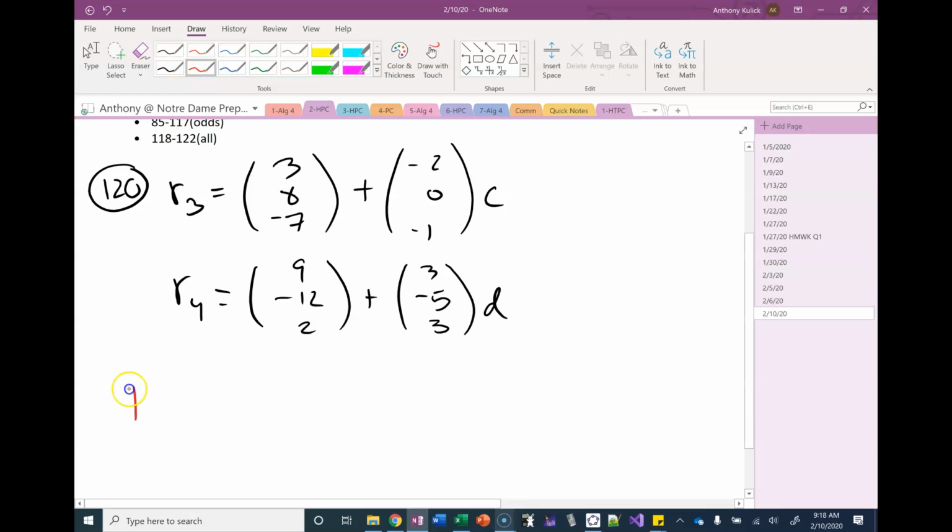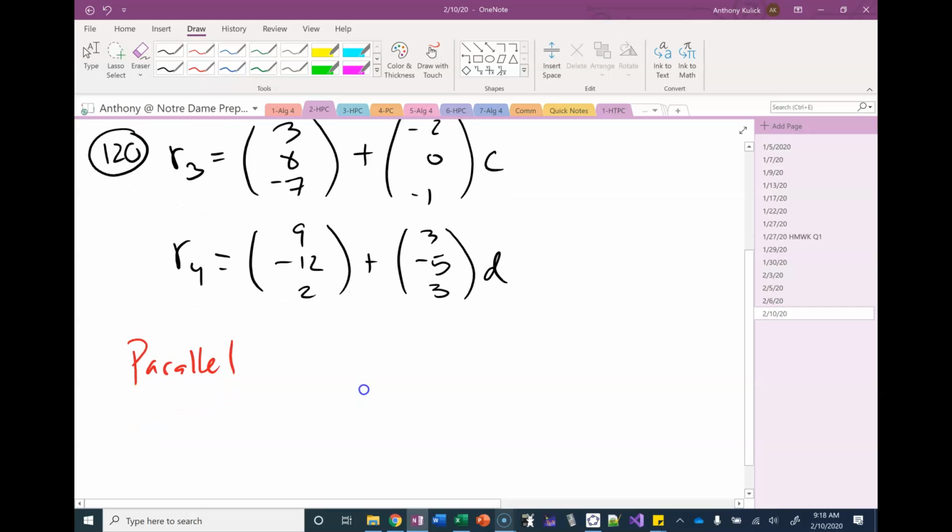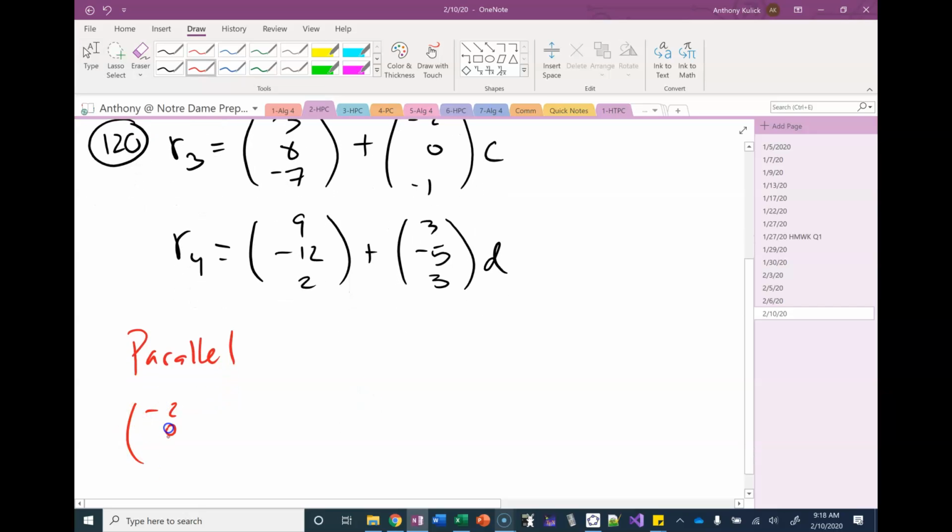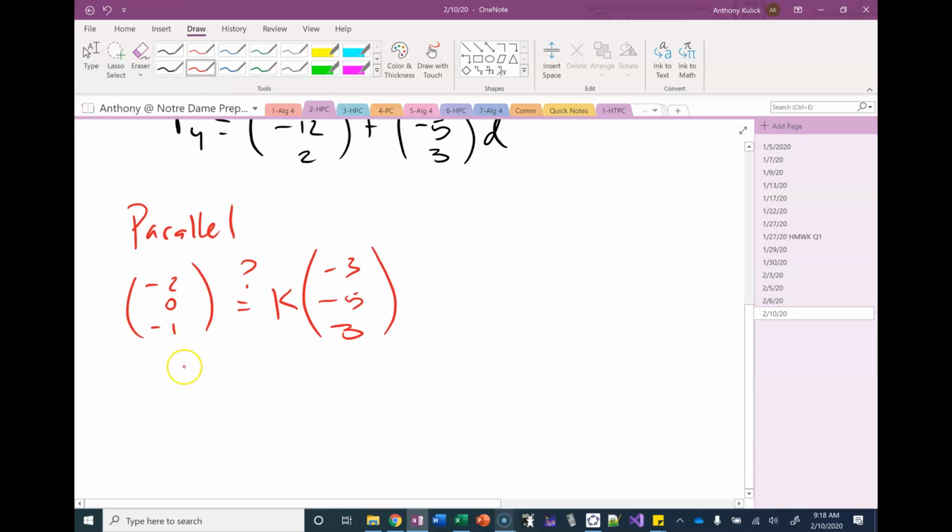So the first thing I'm going to do is check to see if these two lines are parallel. I'm going to take the one slope vector and see if it's equal to a constant times the other slope vector. Clearly not, right? I can see right away because I have a 0 here and I don't have a 0 there. Is everybody okay with that? So immediately I can see that they're not parallel.